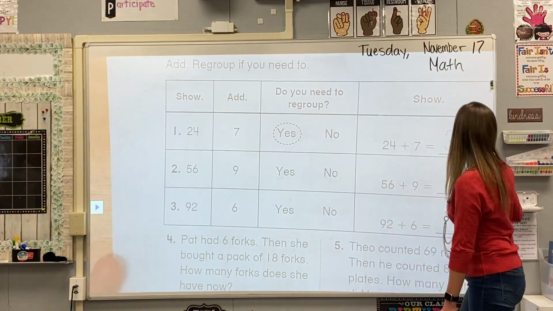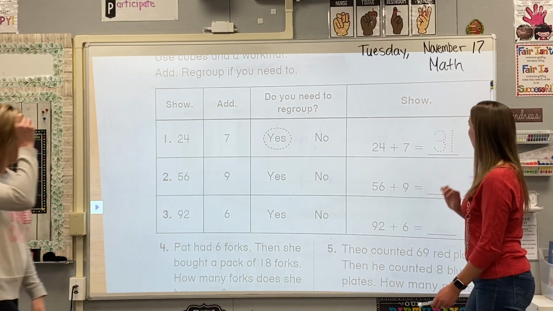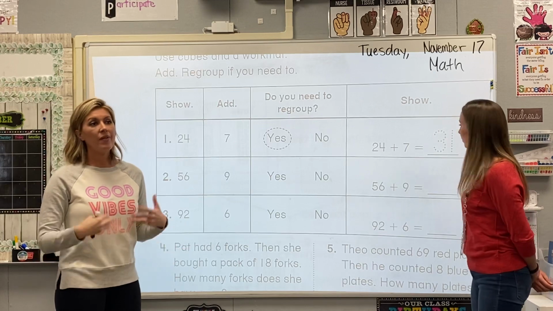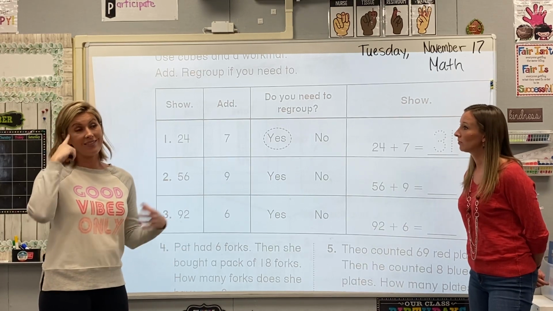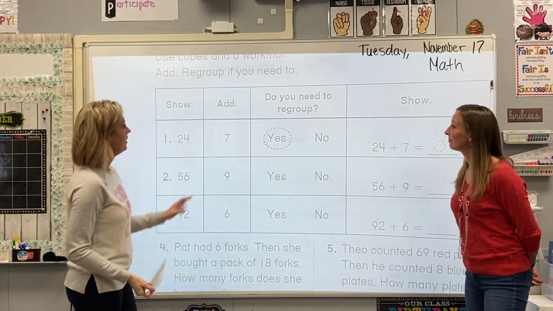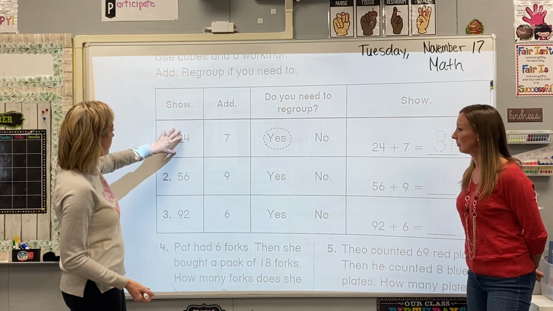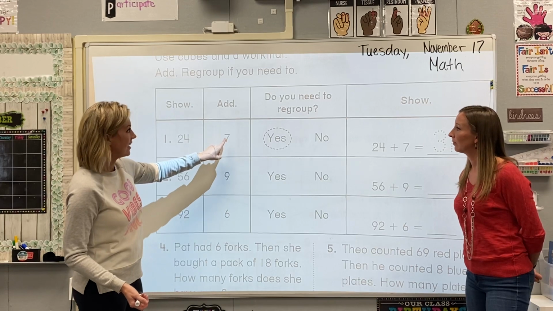Okay, so it looks a little different, but it's the same work, okay? We're still regrouping, but this time we want you guys to draw the models yourself. They did that work for you on the other side. You're gonna have to work a little harder on this side. So it's showing us what our 2 numbers are, 24, and then we're going to add 7.